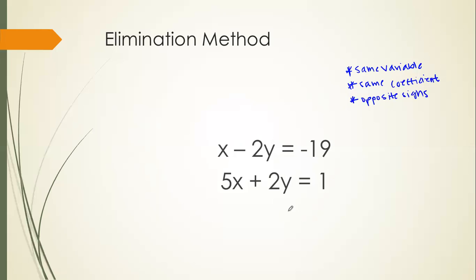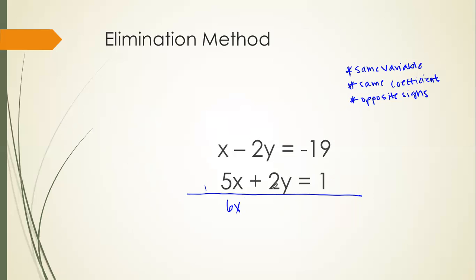Because they have this, what I can do is eliminate. So I'm going to put a line underneath both of these equations. And I'm going to combine them. So x's with x's, y's with y's, and the constant with the constant. So what is 1x plus 5x? 6x.